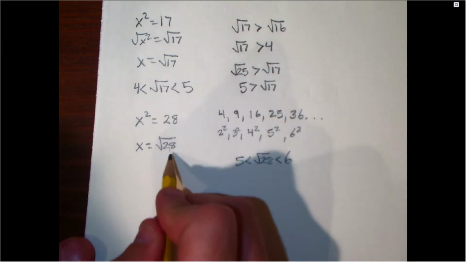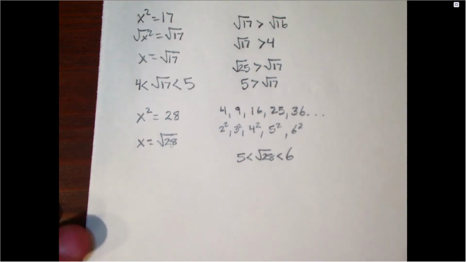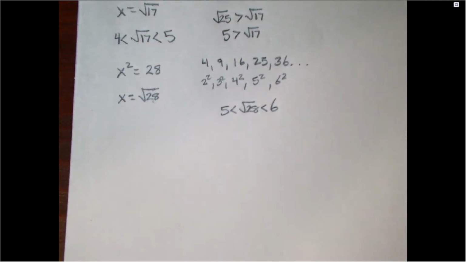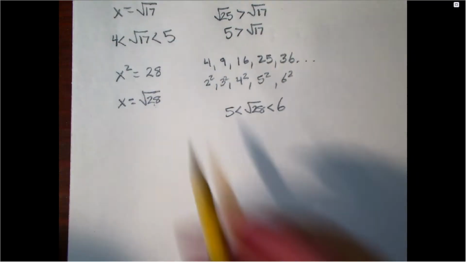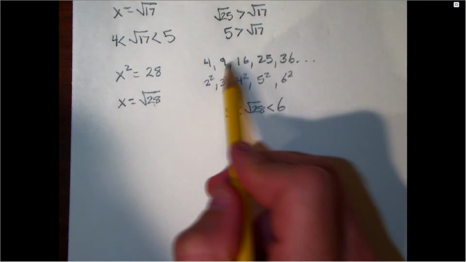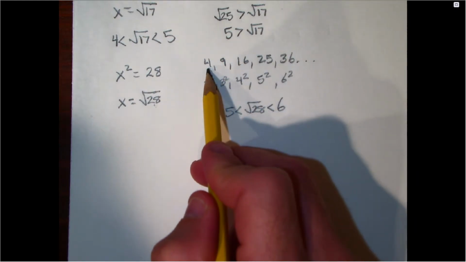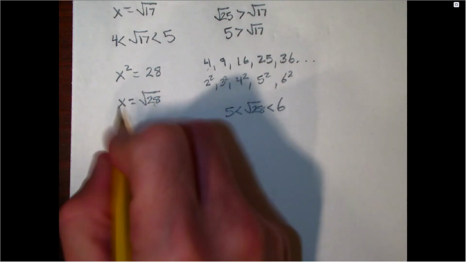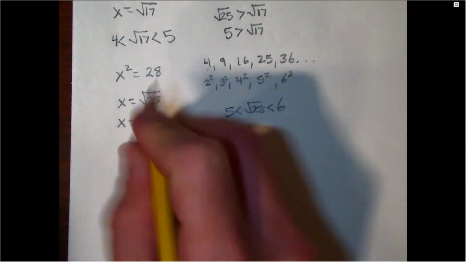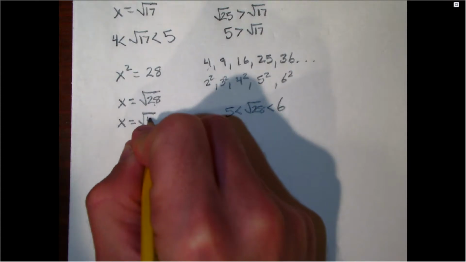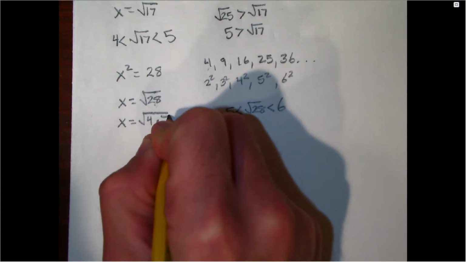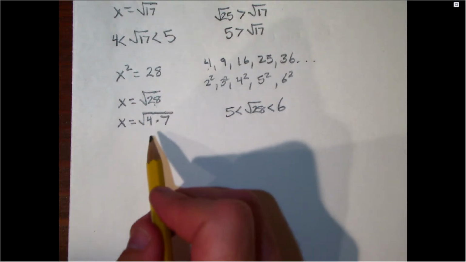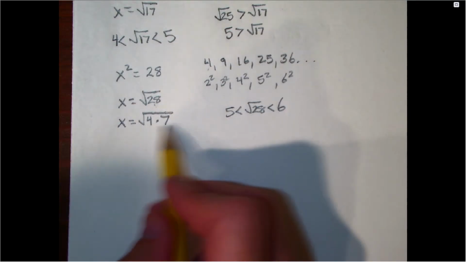But there's another thing that we could do with this problem. What perfect squares are factors of the number 28? 28 divides by what of these? It divides by 4. 4 is a perfect square that is a factor of 28. So what we're going to do is break 28 up. We're going to say x equals the square root of 4 times 7. 4 times 7 is 28. So I haven't really changed anything. I've just broken 28 up into two different numbers like that.